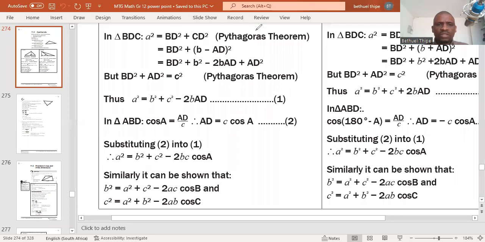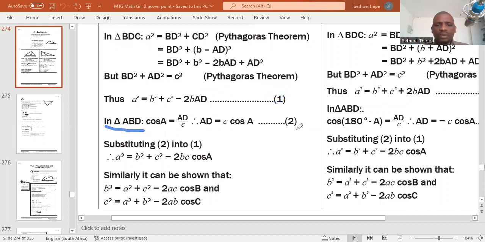Let me highlight this so that you can see clearly. We see that instead of B squared plus AD squared, we substitute by C squared. That is why we have C squared here. On this statement here, where there is B squared plus AD squared, we write C squared. Let me clear my drawing, and then let me take the vanishing pen. Good. So this is our equation 1.